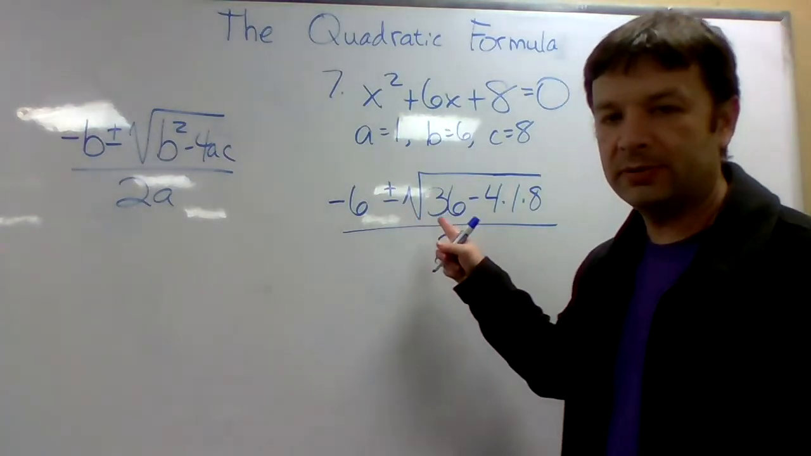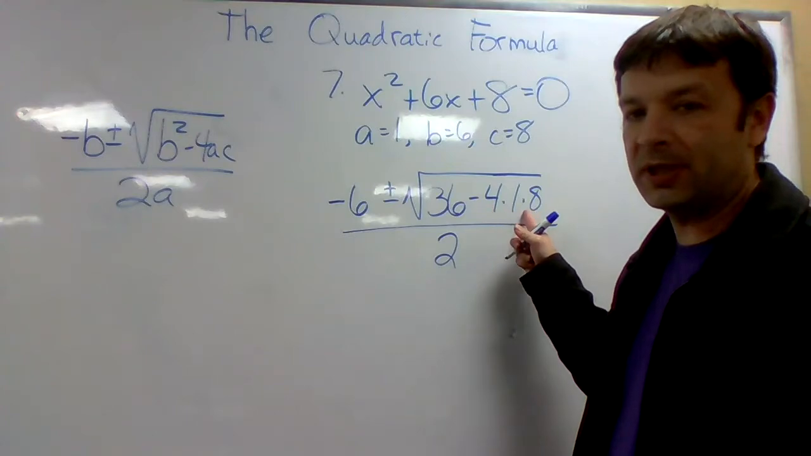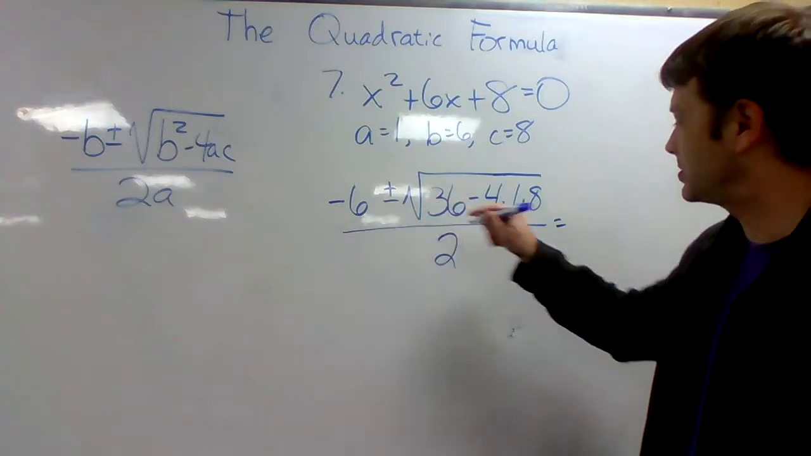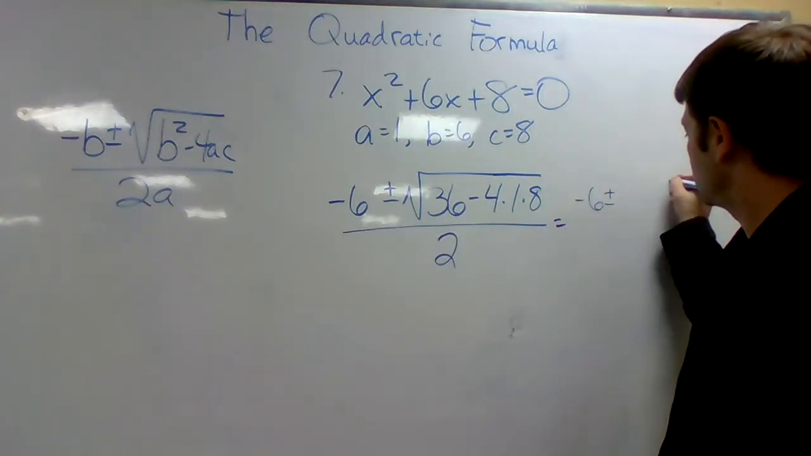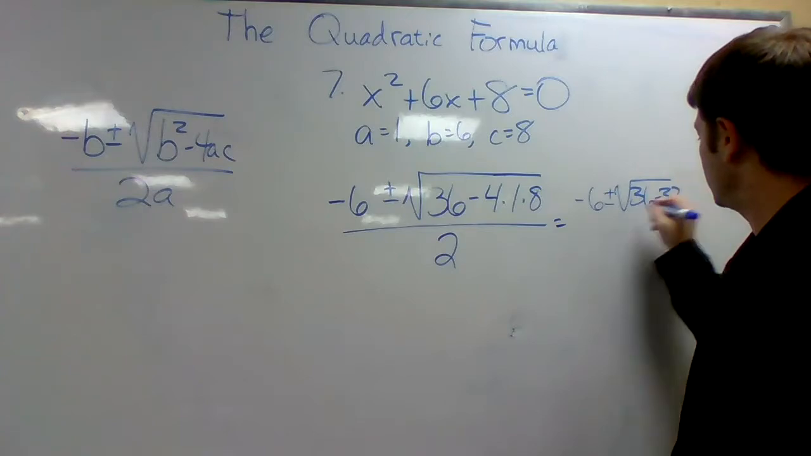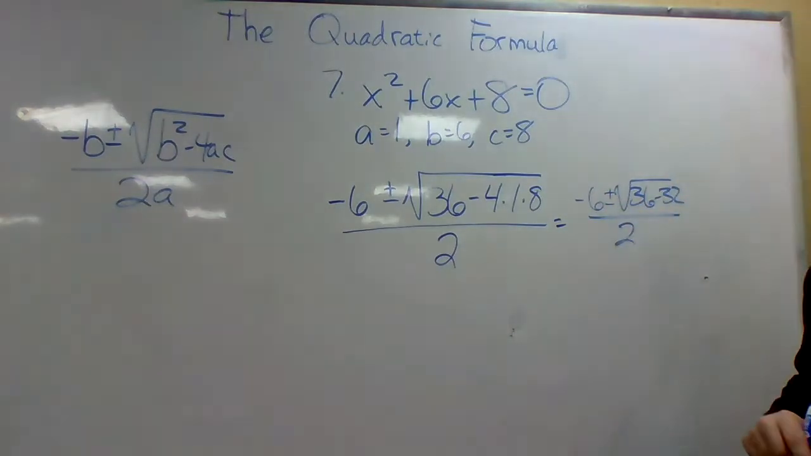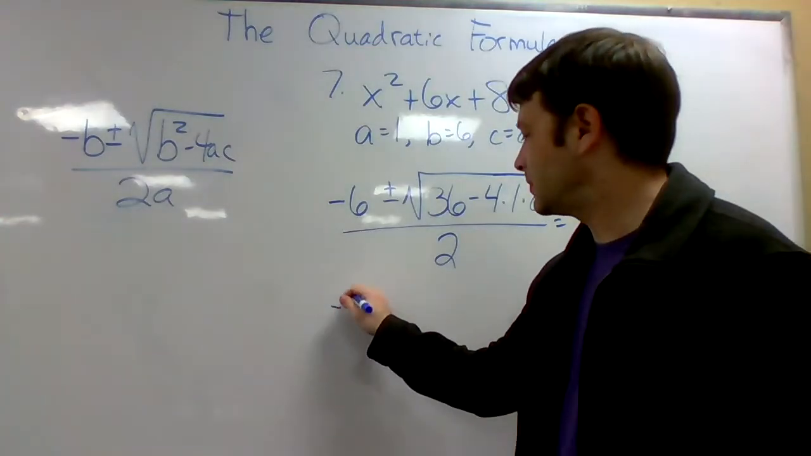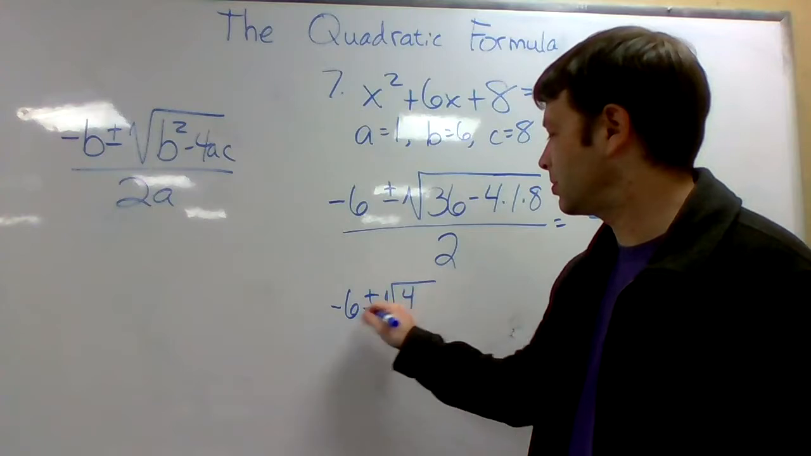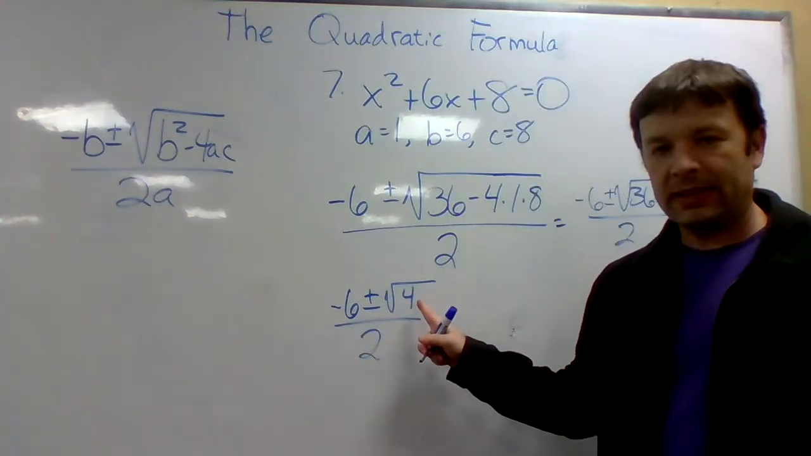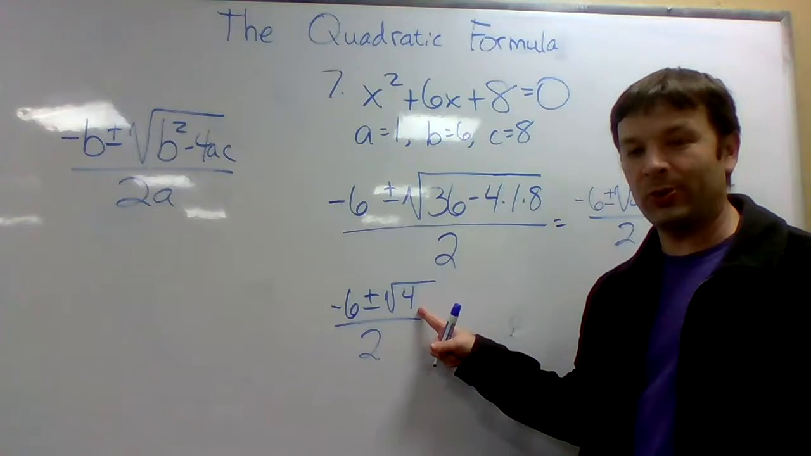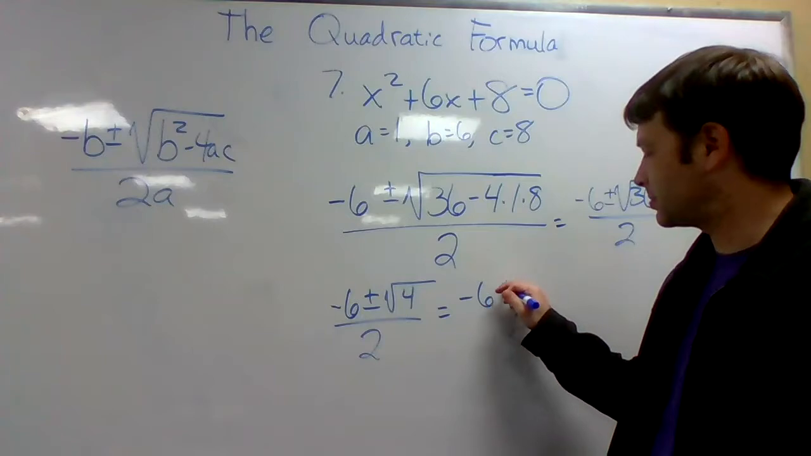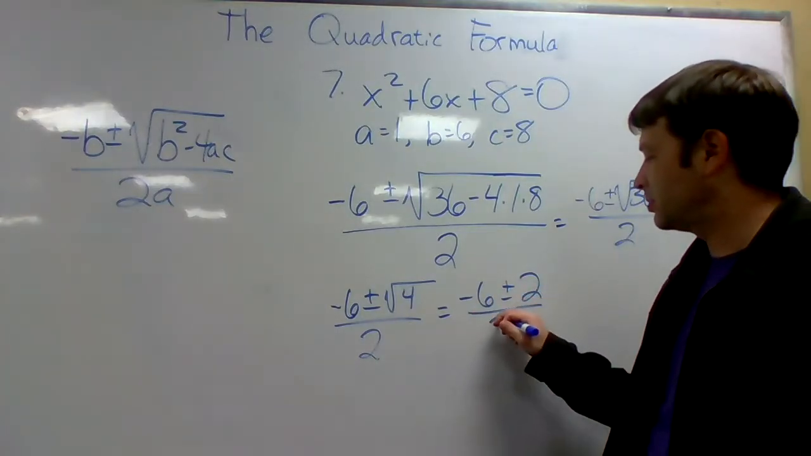Okay. Now, we've got some more work to do. 4 times 1 times 8 is 32, so I'm going to put that out here. This is negative 6 plus or minus the square root of 36 minus 32, over 2. All right, what else can I do? 36 minus 32 is 4. Negative 6 plus or minus the square root of 4 over 2. Can I simplify more? Yes. What is the square root of 4? What times what equals 4? 2. So negative 6 plus or minus 2 over 2.